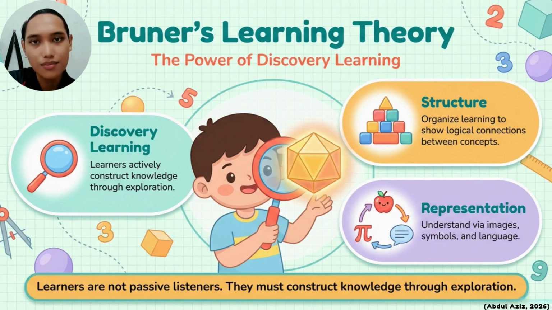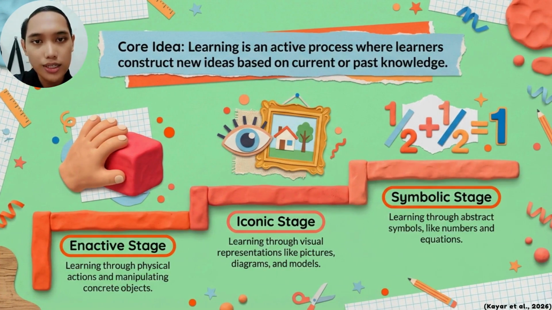Building on the work of Bruner, this slide explains his three stages of representation, which form the core idea behind how learning should take place. Bruner believed that learning is an active process where pupils construct new ideas based on what they already know. To support this process, he introduced a step-by-step progression, which we represent here as a staircase with three stages. This helps ensure pupils move smoothly from simple understanding to more abstract thinking.